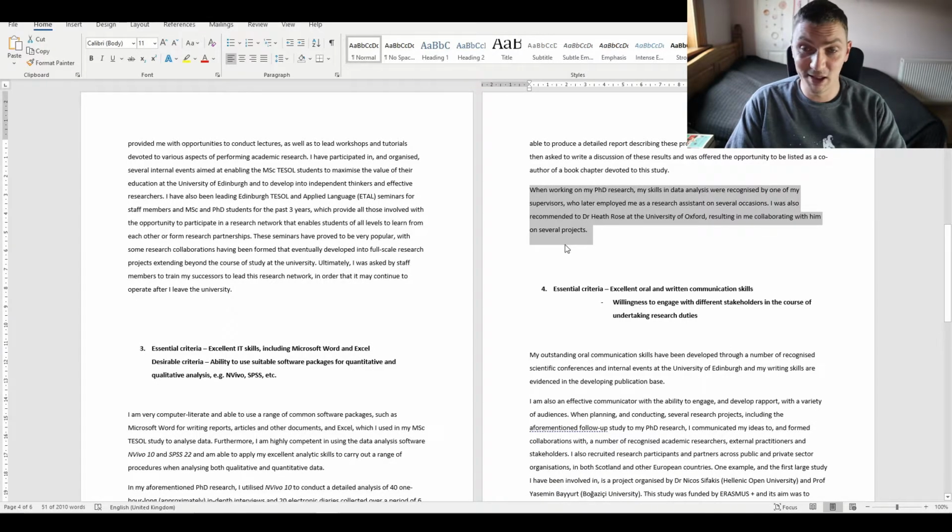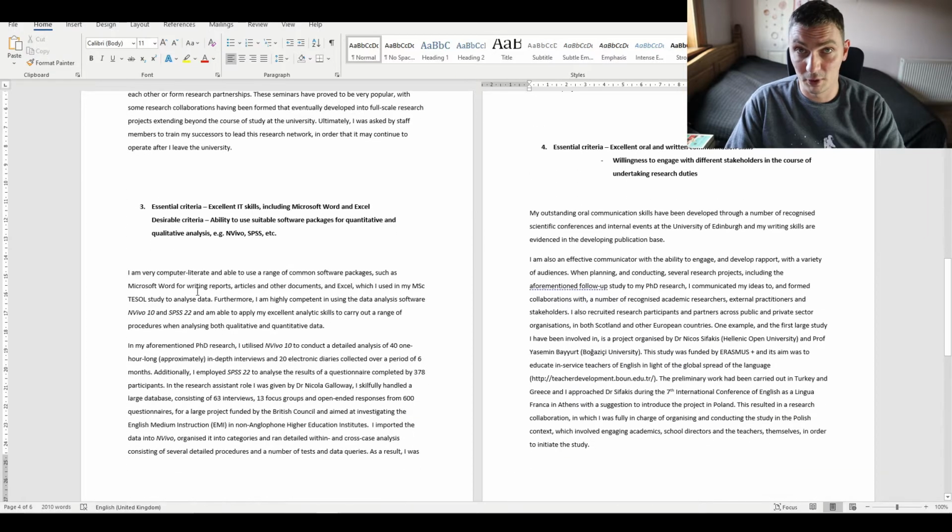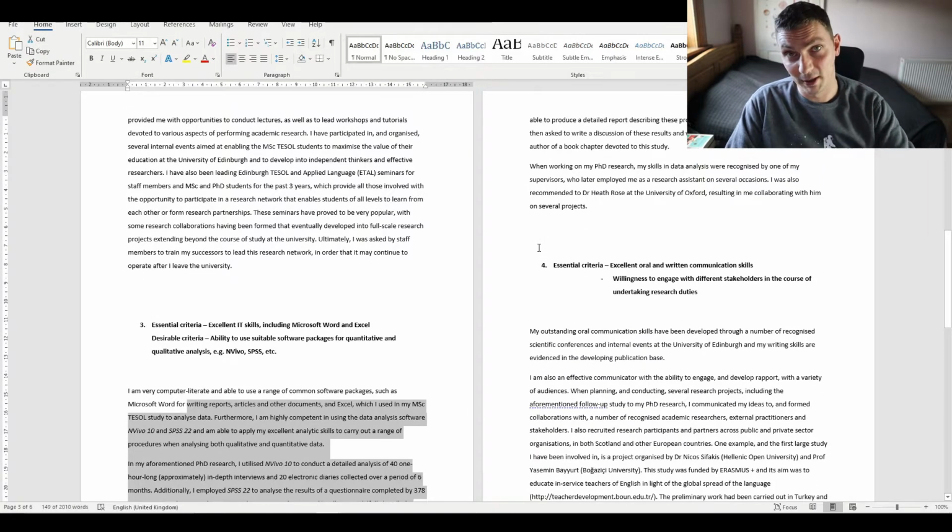When working on my PhD research, my skills in data analysis were recognized by one of my supervisors, who later employed me as a research assistant, and I was recommended to another scholar, which resulted in me collaborating with him on several projects. So this is the result. Again, this is the result of me using that software. So we are following that model.